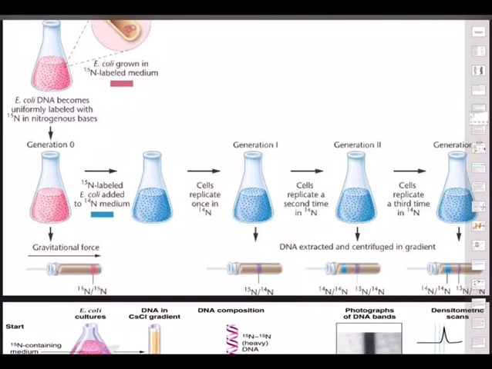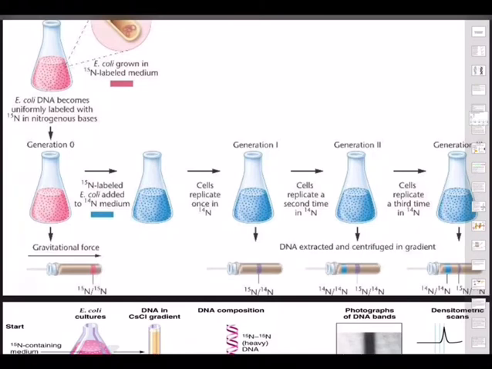Then in the next generation, N15 labeled E. coli is added to N14 medium. Now N14 is the normal one, and the cells replicate once in N14. In generation 1 what happens? You are getting two strands: one strand consisting of isotope nitrogen 15N, one normal 14N.